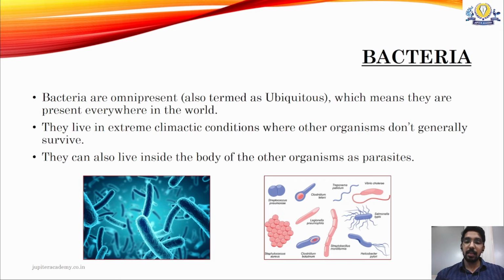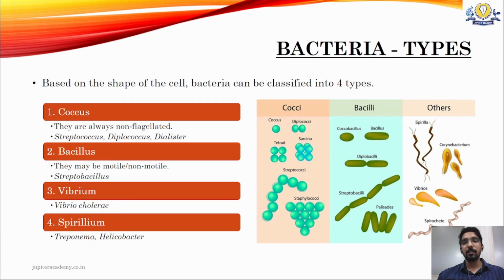Okay, they can live in the sand, in water, on mountains, in deserts, in rivers, in oceans, anywhere. Such a term for an organism which is present everywhere is called omnipresent, or in scientific terms, ubiquitous. They can live in extreme climatic conditions also, as we discussed earlier, where even other organisms cannot survive, and they can also live in the bodies of other organisms as parasites, or even symbionts.